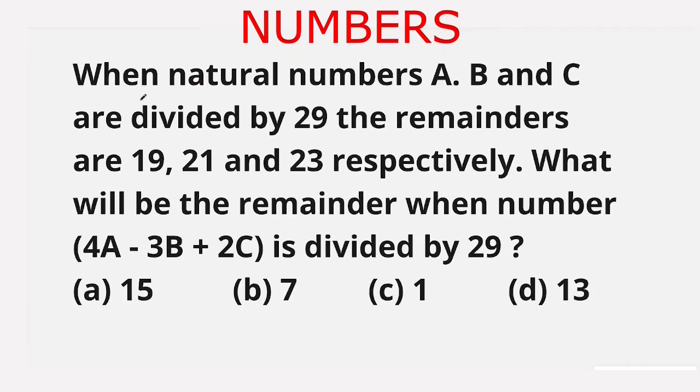Our question is, when natural numbers a, b and c are divided by 29, the remainders are 19, 21 and 23 respectively. What will be the remainder when number 4a minus 3b plus 2c is divided by 29? The given options are option A 15, option B 7, option C 1, option D 13.